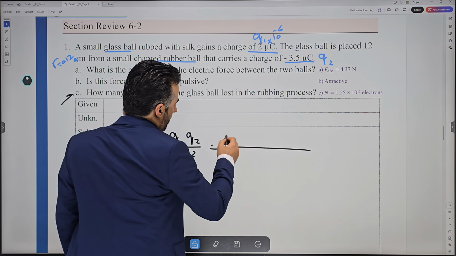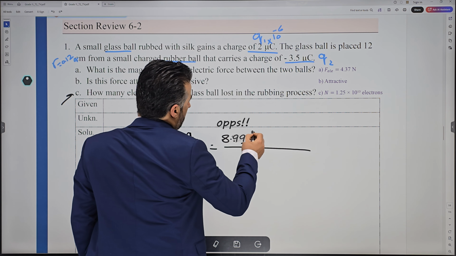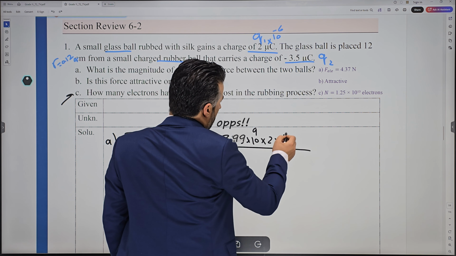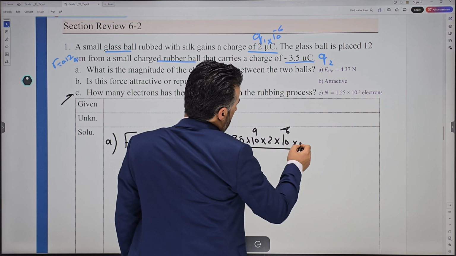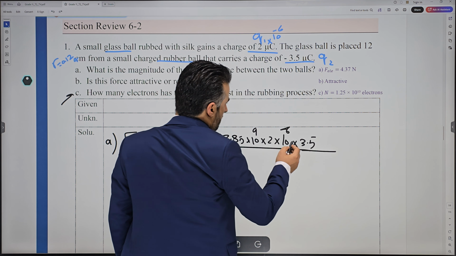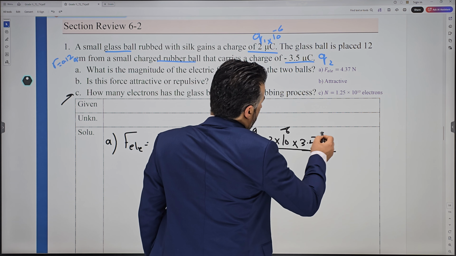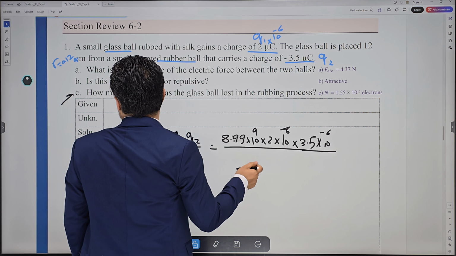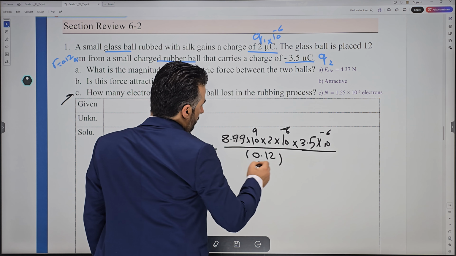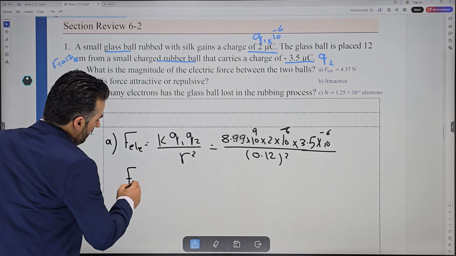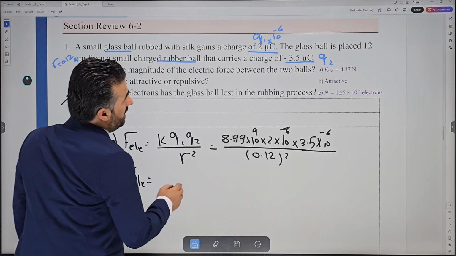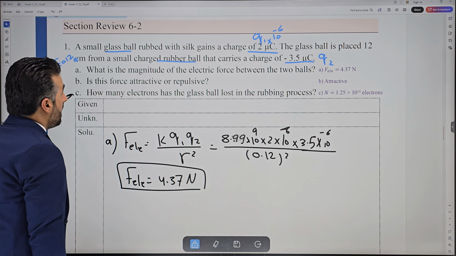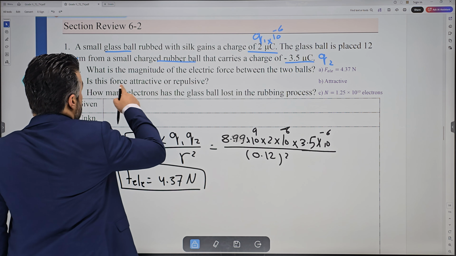8.85 times 10 to the power, times 10 to the power 9, times the charge, 2 micro, 10 to the power negative 6, the other charge is 3.5, times 10 to the power negative 6, and then divide by the distance, 12 divided by 100, that'll be 0.12, squared. The electric force is equal to 4.37 Newton, since it is electrical force. That is for part A. Part B: is this force one of attraction or repulsion?